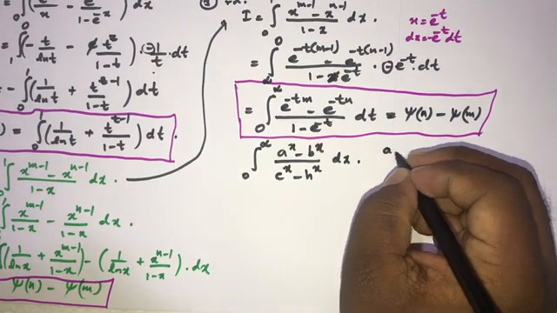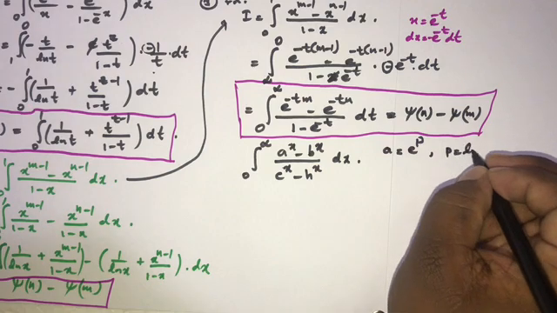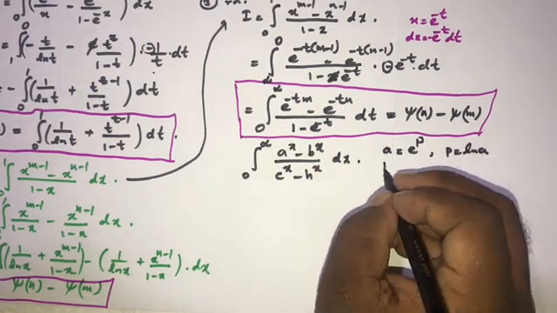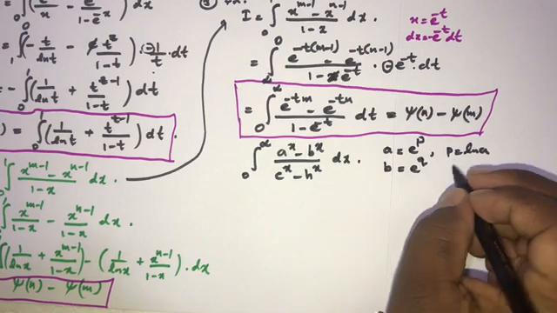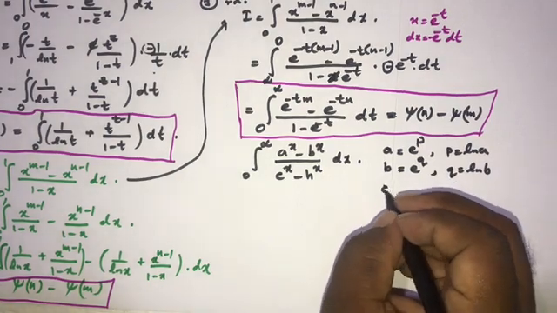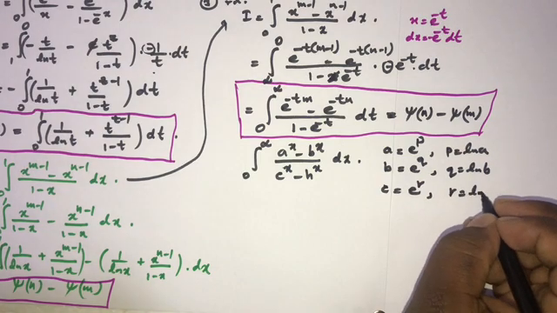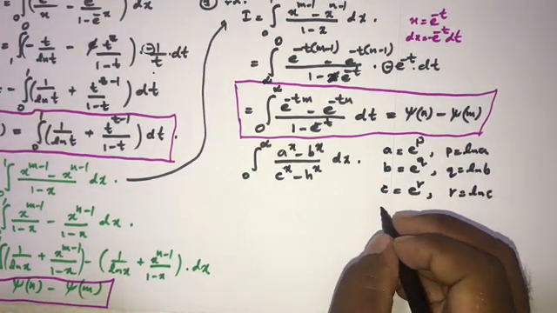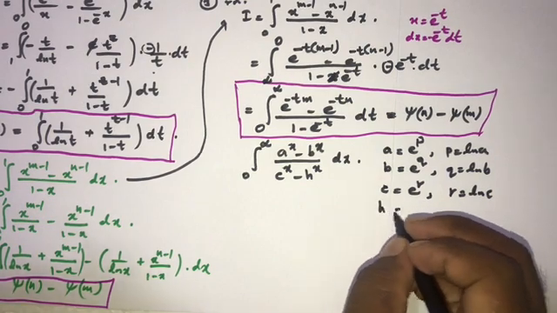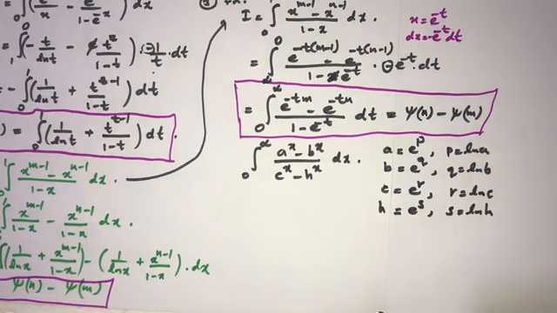I'm going to take a is equal to e to the p, then we know p is equal to natural log of a, then b is equal to e to the q, then q is equal to natural log of b, and then c is equal to e to the r, so r is equal to natural log of c, then h is equal to e to the s, and s is equal to natural log of h. Okay, then we can write our integral.